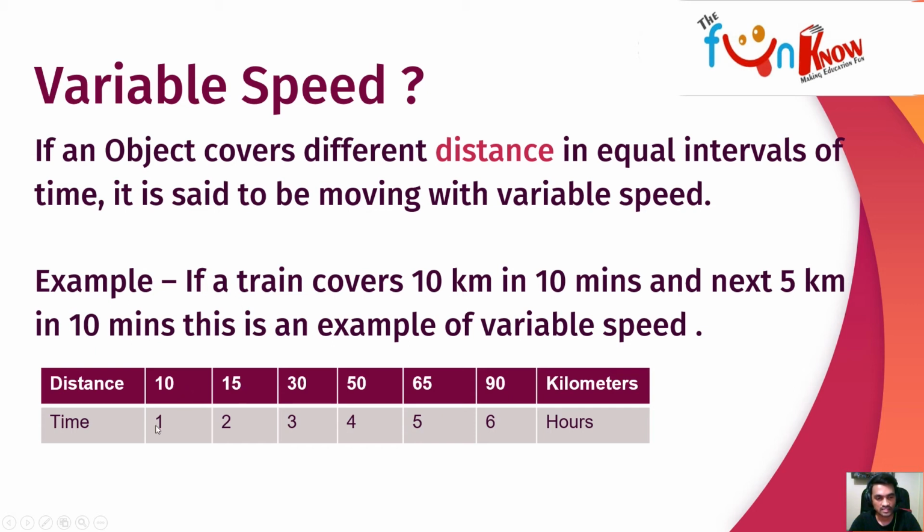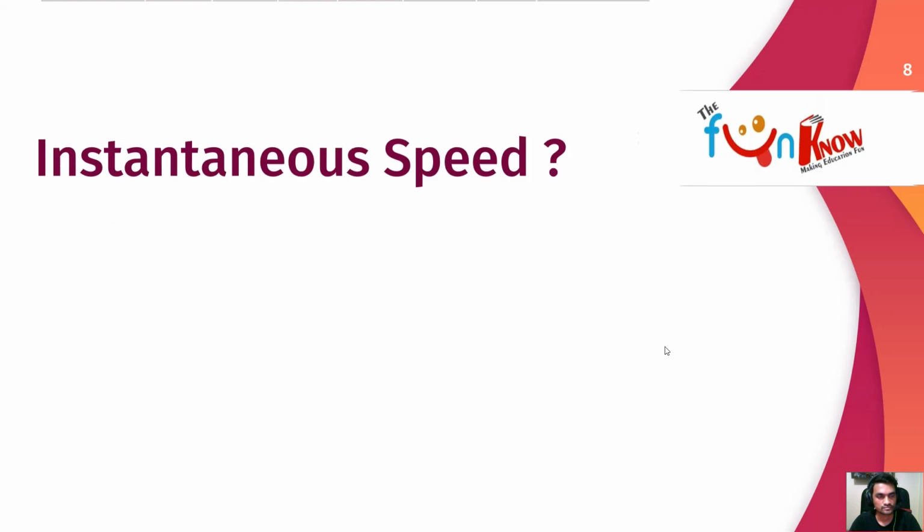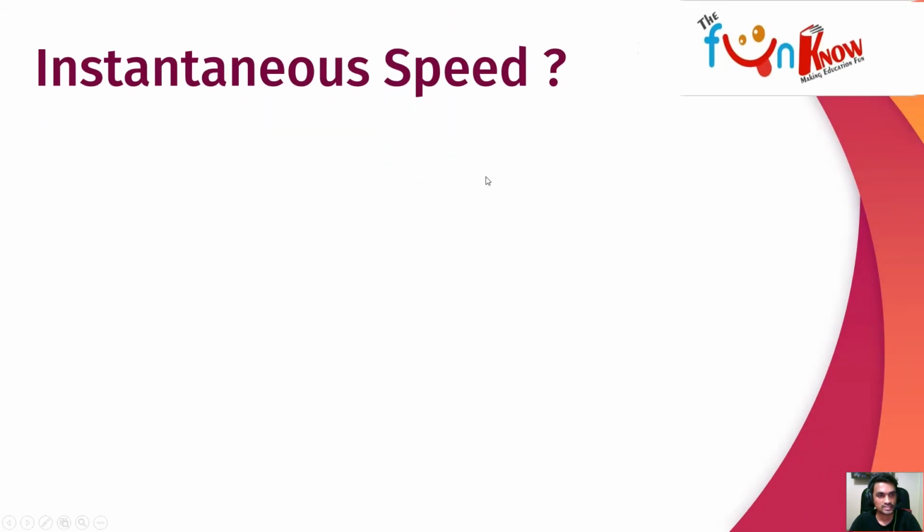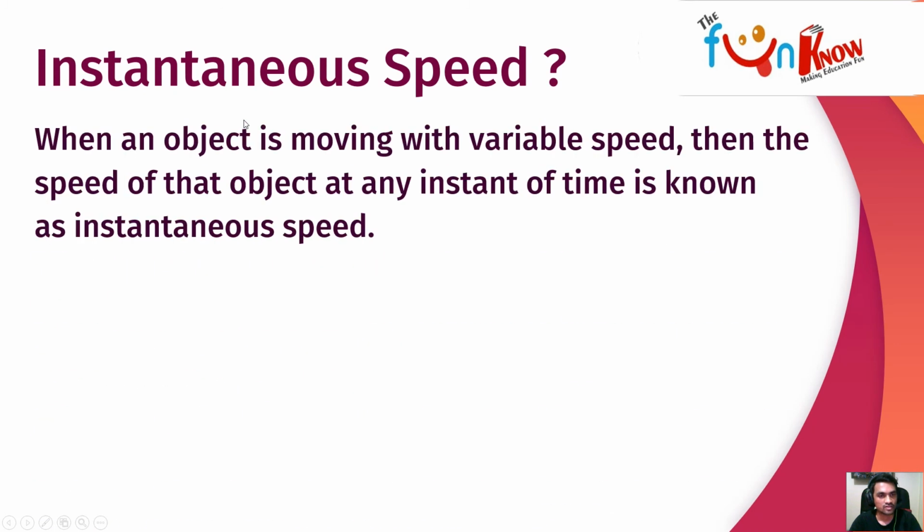So it means that the car which is traveling is decreasing its speed and then increasing its speed. So there is no uniformity here. So the speed is variable, or you can say it is non-uniform. Instantaneous speed. When an object is moving with variable speed, then the speed of that object at any instant of time is known as instantaneous speed.